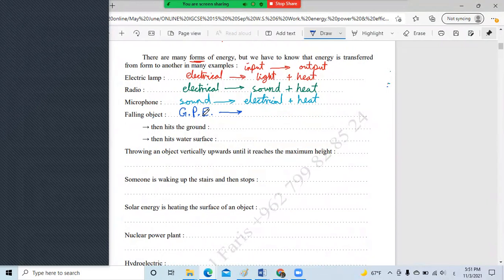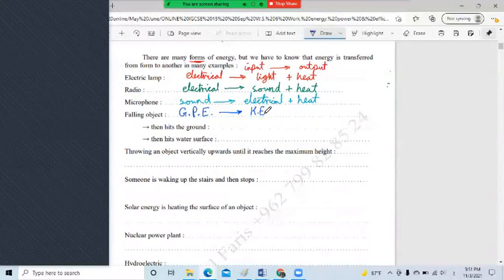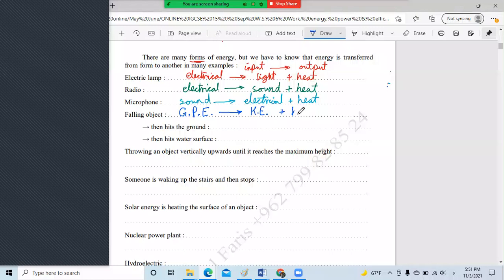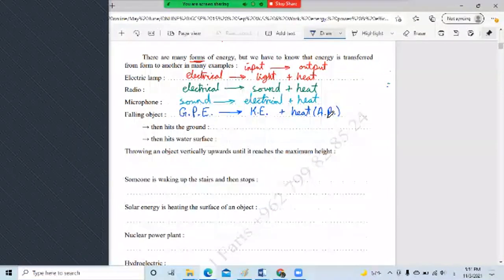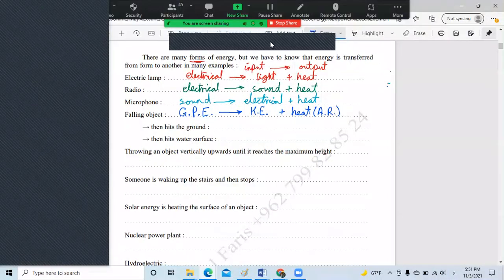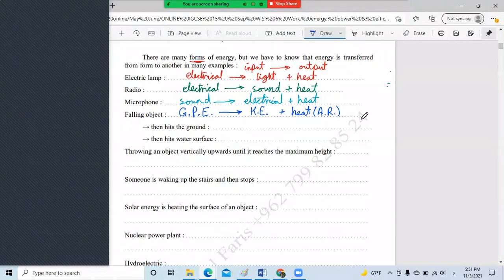And during falling, this energy is transferred into what? Into kinetic energy. Plus, maybe there's some heat due to what? Air resistance. AR means air resistance. Now, if we are dropping it in a vacuum, there is no air, so of course there is no air resistance. So a falling object at the top has gravitational potential energy. We are going to talk about that in detail. And as it falls, this energy is transferred to other forms, to what?